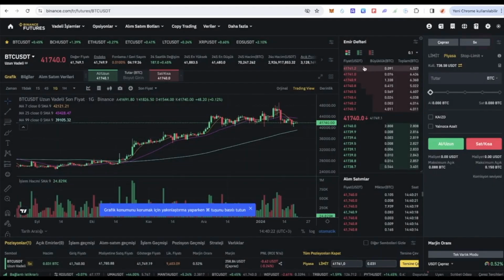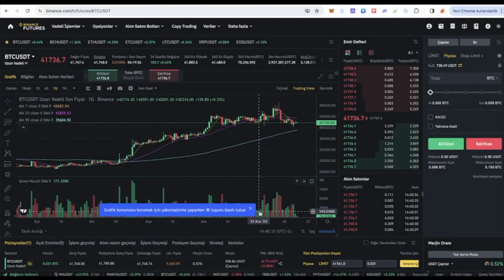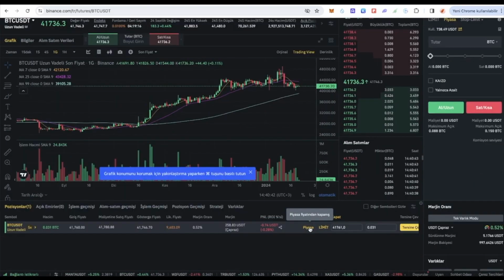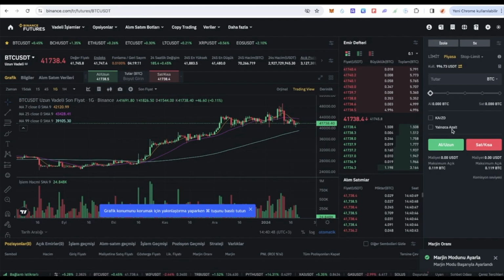You can adjust the amount of leverage here. You need to set it before you enter the position: 5x or 10x or 2x. My advice is don't enter positions bigger than 5x. Now I've closed my position again. I'm back to isolated. Now let's understand the transactions a little bit more, now that we understand the basics.